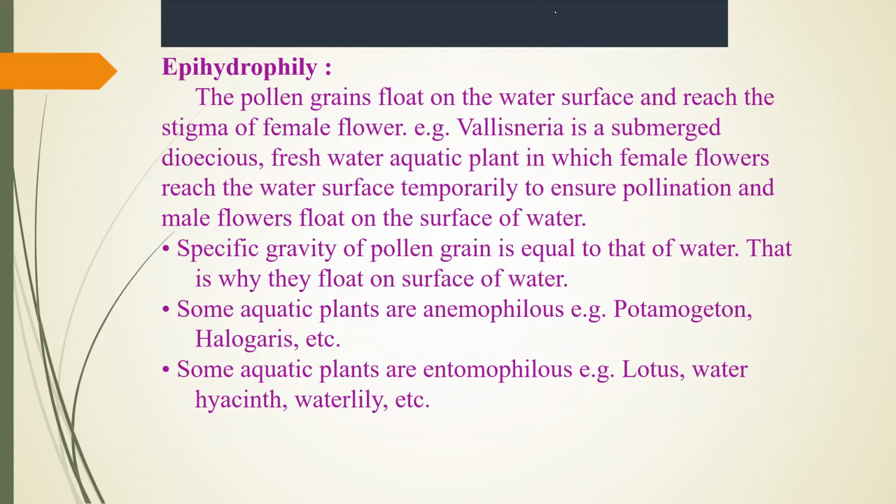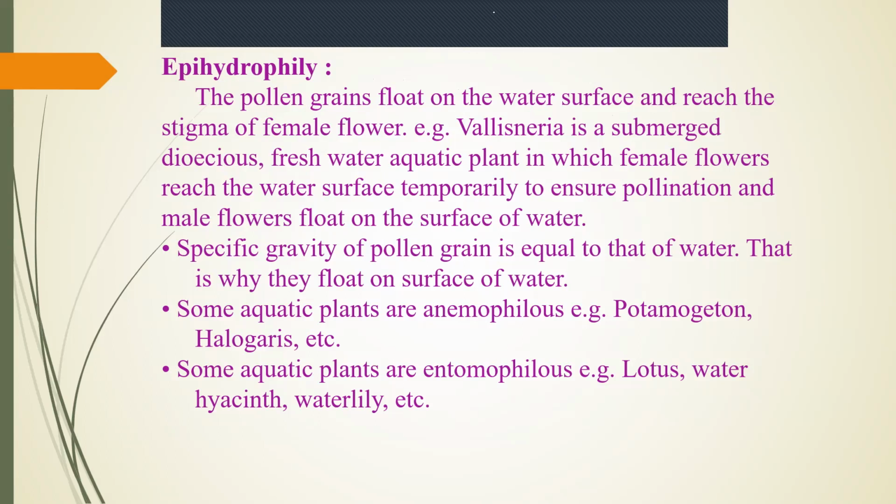Epihydrophily. So epihydrophily means what? The pollen grains float on the water surface and reach the stigma of the female flower. We call this epihydrophily. So epi means above. So pollen grains are released in the submerged state. They will come up, float on the water, and reach the stigma. त्याला आपण म्हणतो epihydrophily. मग यामध्ये काय काय येतं बघा.